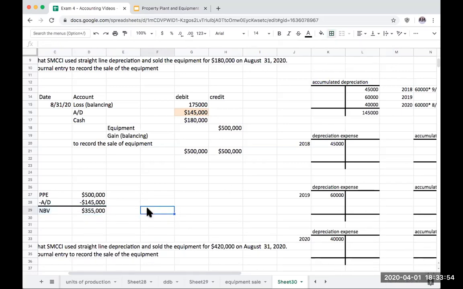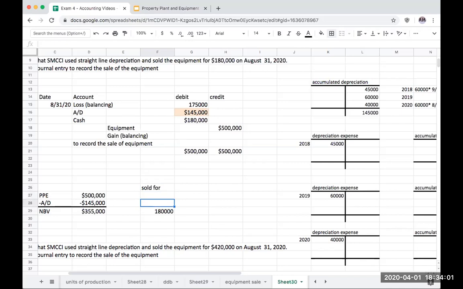I compare this 355,000 to what I sold it for. Okay, right over here, sold for 180. So if it was worth 355 to me, but I sold it here for 180, my loss is going to be 175,000. It was on my books for 355. I'm only getting 180. I have a loss. You do not need to do this part of the equation. If you do the journal entry like I've shown you, you're going to be in amazing shape.